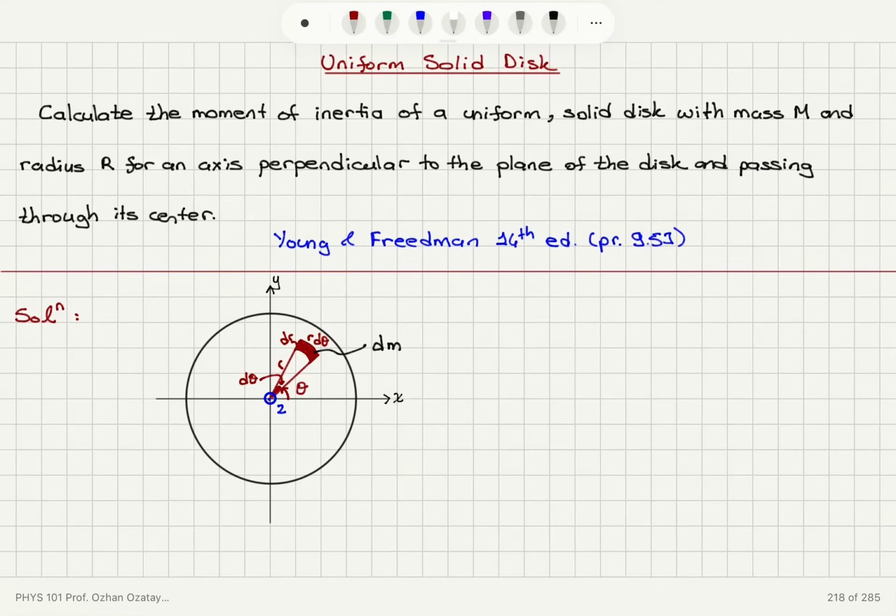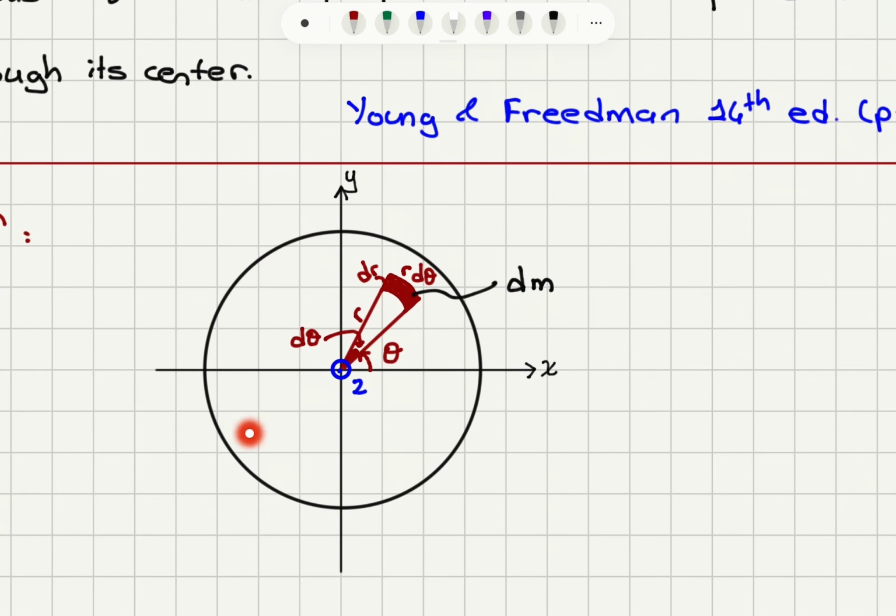Uniform solid disk. Calculate the moment of inertia of a uniform solid disk with mass capital M and radius capital R for an axis perpendicular to the plane of the disk and passing through its center. So here is our disk.